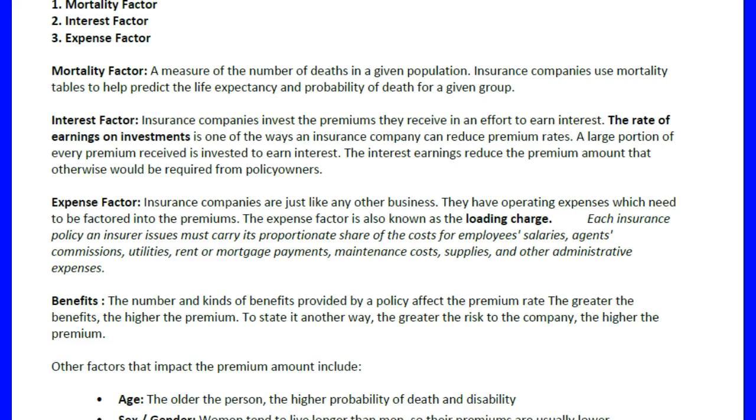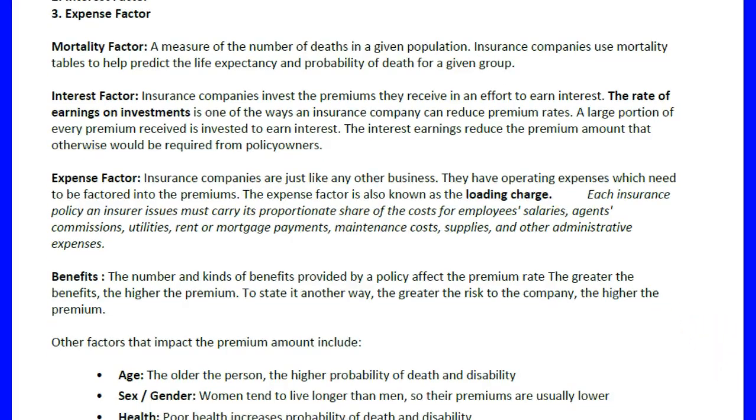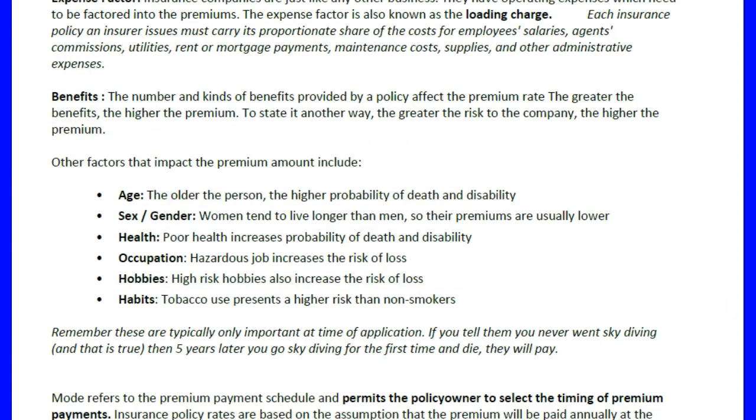And expense factors: insurance companies are just like any other business. They have operating expenses that will also be factored into the premiums. Their expense factor is also known as loading charge. Benefits: the number and kinds of benefits provided by a policy affect premium rates. The greater the benefits, the higher the premium. To say it another way, the greater the risk to the company, the higher the premium.